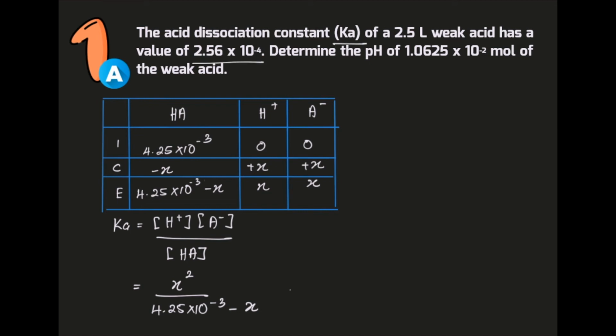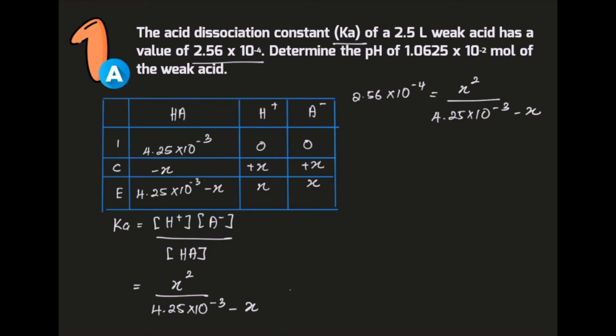which means that you already know the value of your Ka. So at the moment you are going to find the value of x. Right, so the value of your Ka is 2.56 times 10 to the power of negative 4. So this shall be equivalent to x squared divided by 4.25 times 10 to the power of negative 3 minus x.